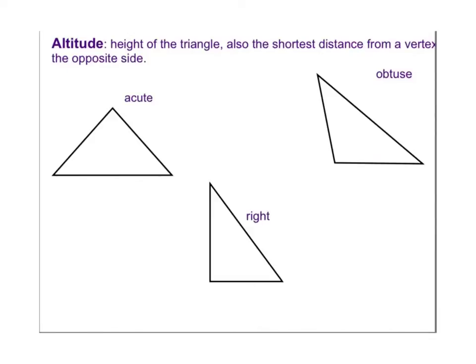Okay, just a reminder about an altitude. The altitude is the height of the triangle. It's also the shortest distance from the vertex to the opposite side. The height of the triangle is what we use to find its area. So in an acute triangle, the altitude, that was lovely. Let me try that again.